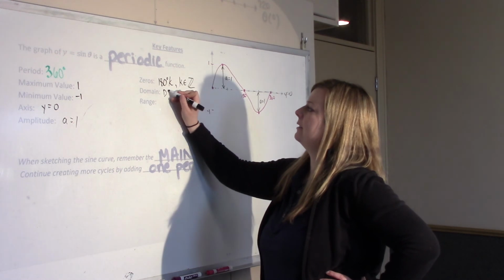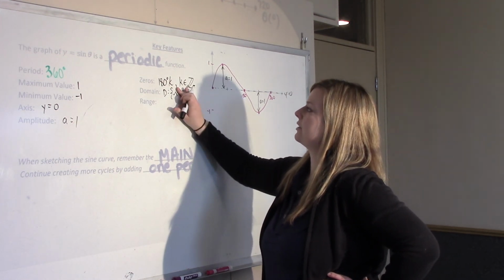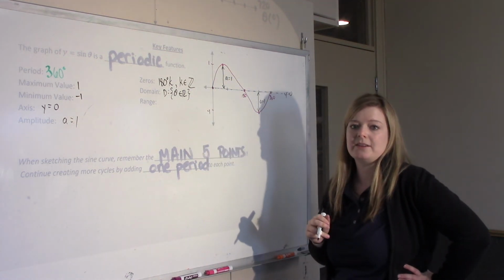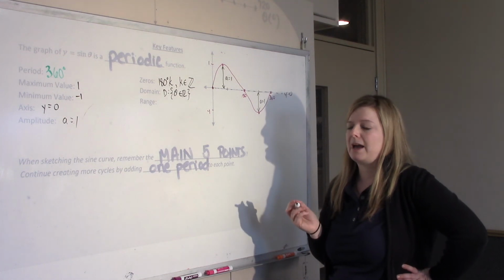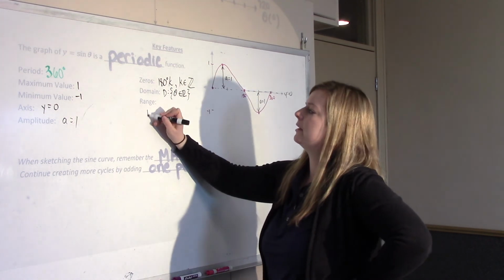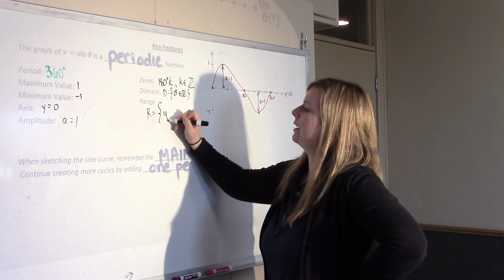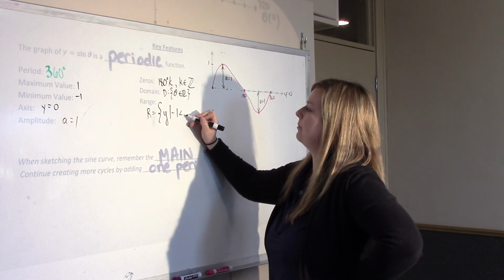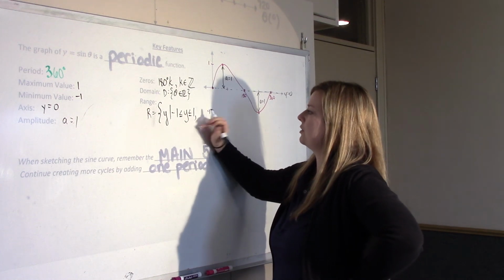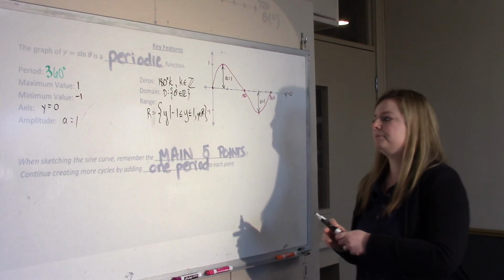Our domain, well, you can put anything into a sine function. Actually, that should be theta, is in the set of all real numbers. You can find the sine of anything you want, positive, negative, decimal, fraction, doesn't matter. But the range, we only go up to 1 and down to -1. So our range is y such that y is greater than or equal to -1 and less than or equal to 1. Make sure you include the equality there. But any real number in between those values.